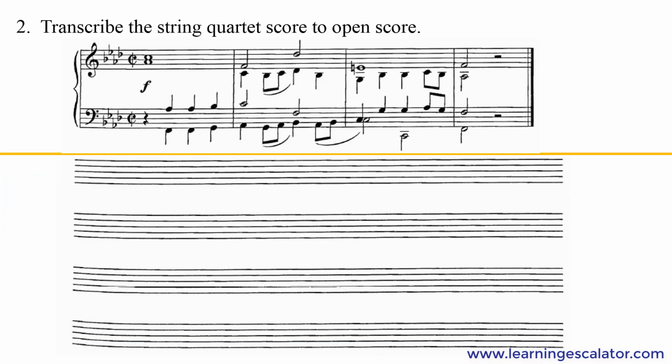To transcribe the string quartet score to open score, just do this, then connect it with the bracket. Then we write the clefs. So there's treble clef for the violins, and alto clef for the viola, and then bass clef for the cello.